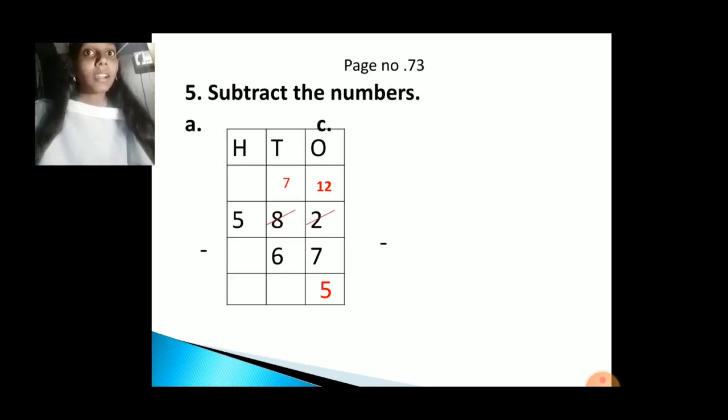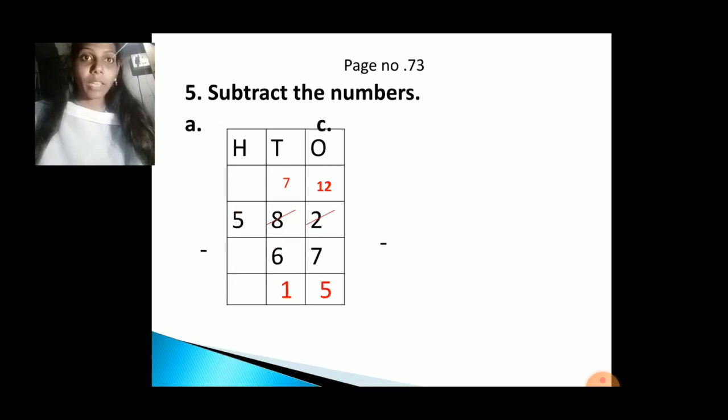Now we will subtract the tens column, that is 7 minus 6. Now tell me 7 minus 6 equals to how many? Yes, 7 minus 6 equals to 1. So we will write 1 under the tens column.